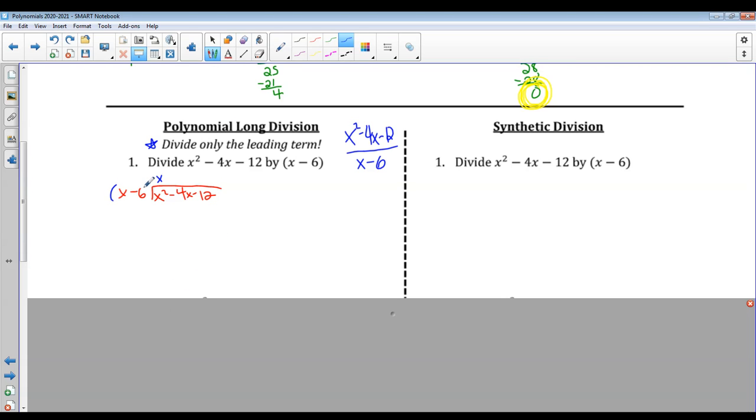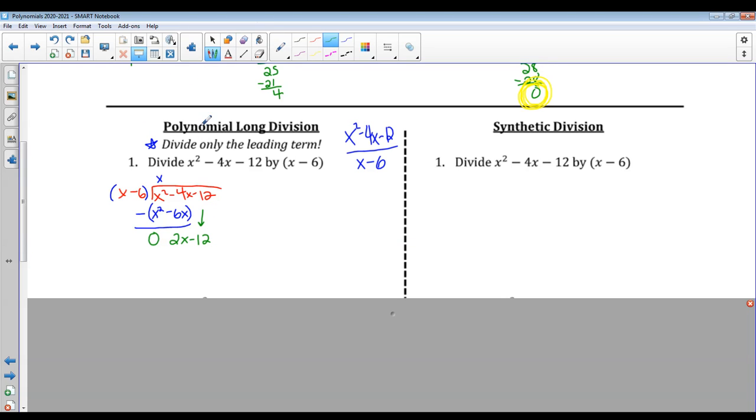And now we multiply. Sometimes having parentheses out there helps people. So we multiply. x times x is x squared. Negative 6 times x is negative 6x. And we are subtracting this whole thing. If you did it right, these first two terms should always subtract out to a 0. So we have 0 here. You definitely don't have to write that. Negative 4x minus a negative 6x is a plus 2x. And now we bring down the 12. So we have the next line is 2x minus 12.